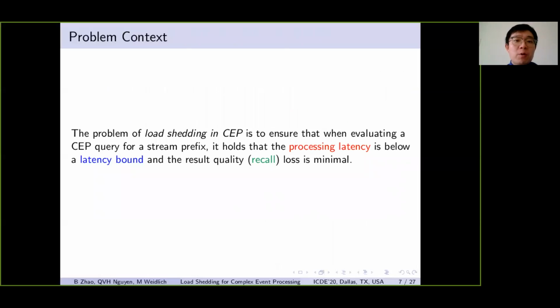We now define the problem of CEP load shedding. It is to ensure that when evaluating a CEP query for a stream, it holds that the latency is below a predefined latency bound, and the lossy result caused by load shedding is minimal.